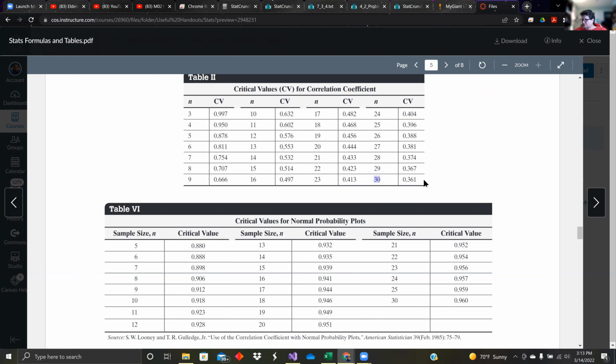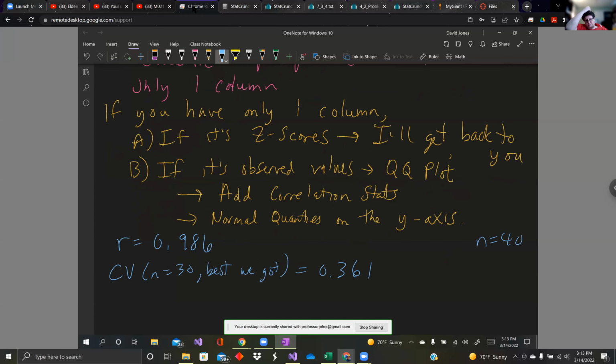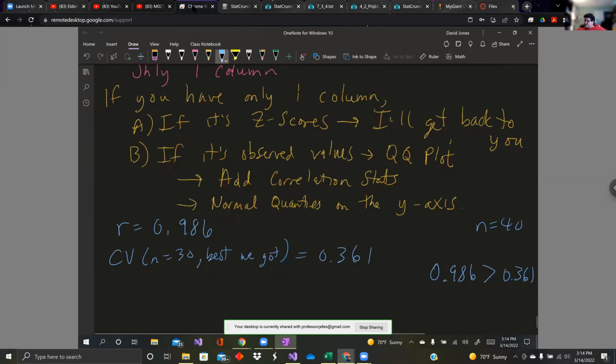So my critical value for n equals 30, that's the best we got, is 0.361. That's what I wrote down. And clearly, when we compare R and CV, 0.986 is a lot bigger than 0.361. So there is positive linear correlation.